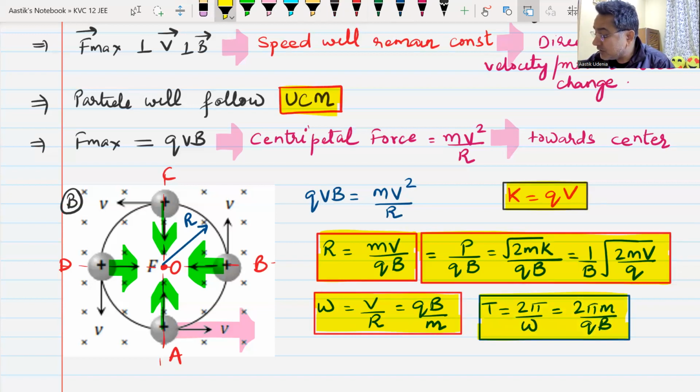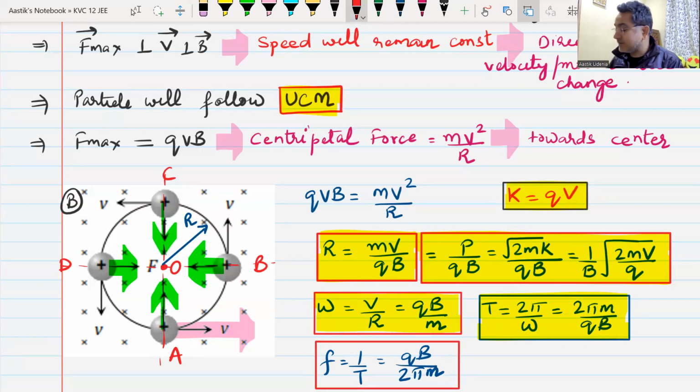You can also write the formula for frequency f. Frequency f is 1 by T. That becomes qB by 2 pi m. This frequency is known as the frequency of the cyclotron. Your cyclotron works on this principle only. So once you have the formula of radius, the rest of the formulae are very simple and easy to remember. Do we understand this? Yes or no? I'll give you 2 minutes to note this down.